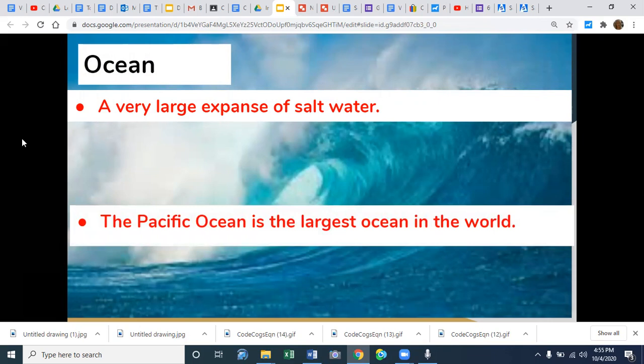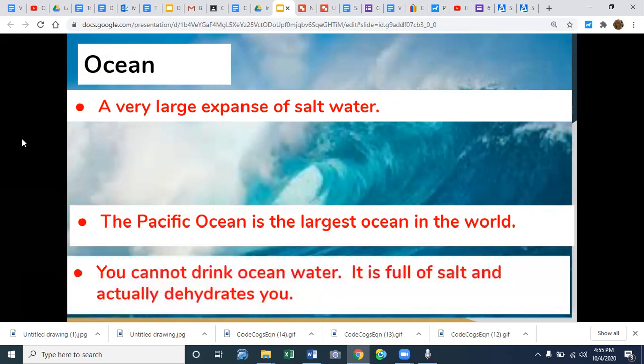Do you know which coast the Pacific Ocean is off of in the United States? Yes, the West Coast by California. The Atlantic Ocean is on the East Coast by New York or Florida. You cannot drink ocean water. It is full of salt and actually dehydrates you. So if you're in a shipwreck and you're floating out in the ocean, don't drink the water, no matter how thirsty you are. It actually dehydrates you.